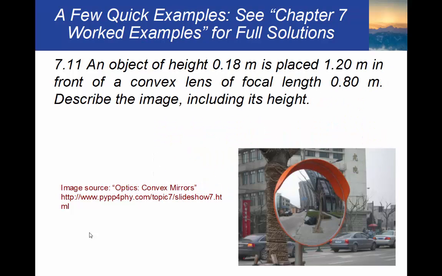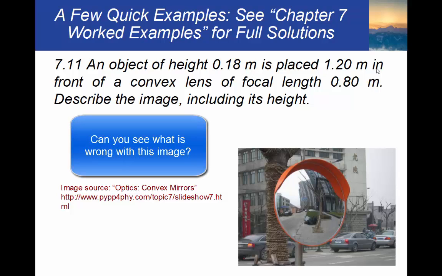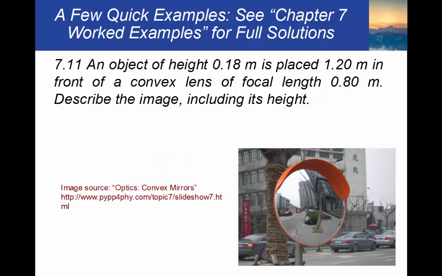Alright, let's try another one. Let's do something specific in which we have an object which has an actual height 0.18 meters, and we place it some distance from a convex mirror with a specific focal length. So let's figure out what is the image going to be like. How tall is it? Where is it? Is it virtual? Is it upright?